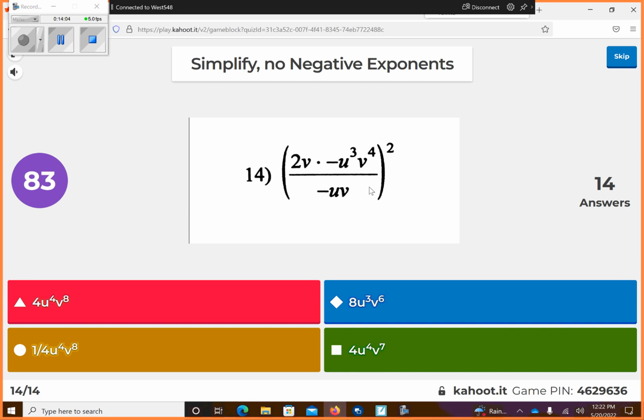What is the answer? Blue? Red? Can't be blue because 2 to the 2nd is 4. And then, how many V's we got on top? We got 8, 9. So V to the 8th. So it's got to be red.